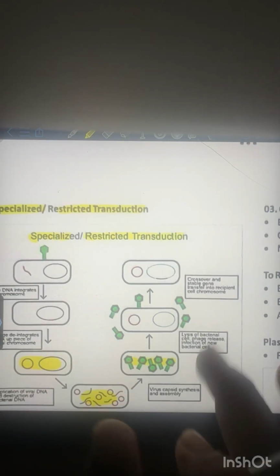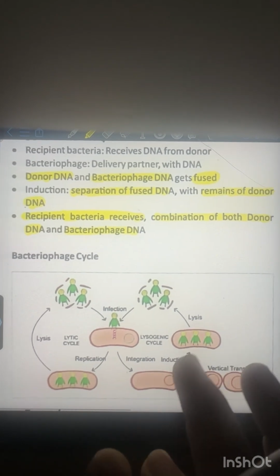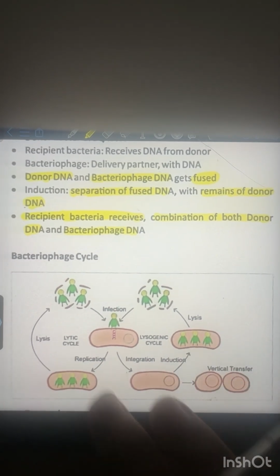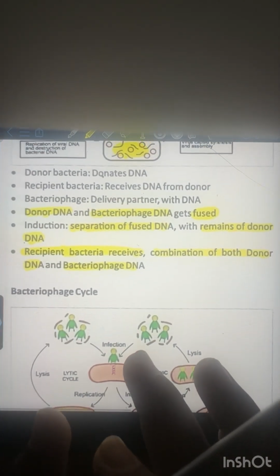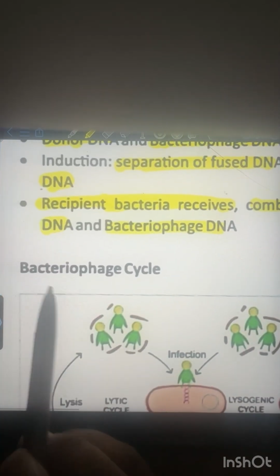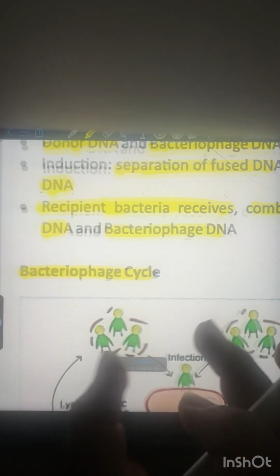So my rule in the exam is, how do I know that the examiner is talking about transduction? I have to look for the bacteriophage. If a bacteriophage is visible, that means it is the story of transduction. Then I just have to find out whether it is generalized or specialized. Generalized, keep it very general, very simple. Pick up the DNA from here and give it to here is generalized. Specialized is that complicated story of fusion and then separation and all of that.